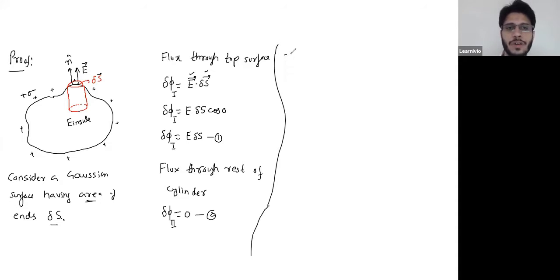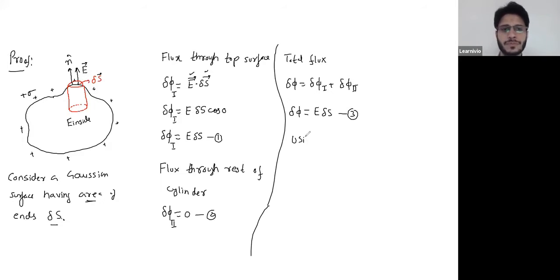Next, we can calculate the total flux. Total flux delta phi is sum of flux due to the top surface and the rest of the cylinder. Delta phi 2 is 0. So you can say that your delta phi is delta phi 1, which is E delta S. That's equation number 3. That's the total flux. We can even calculate this flux using Gauss law. Now we will use Gauss law for the complete cylinder. So Gauss law says delta phi is delta Q enclosed divided by epsilon naught. That is equation number 4.